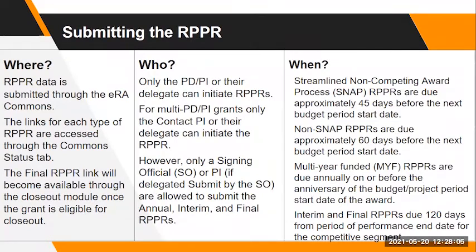Multi-year funded RPPRs are due annually, on or before the anniversary of the budget or project period start date of the award. Whereas the interim and final RPPRs are due 120 days from the period of performance end date for only the competitive segment.